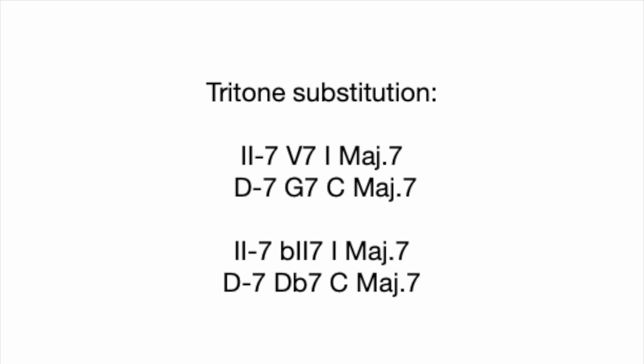We know in a typical diatonic chord progression, you may find a cadence such as D minor 7, G7, C major 7, or a 2-5-1 in the key of C major. An alteration of this chord progression would be D minor 7, D flat 7, C major 7. The reason this works is because the chord tones of the flat 2 dominant 7th chord, in this case D flat 7, are enharmonically the same as the chord tones found in the 5-7 chord, in this case G7.